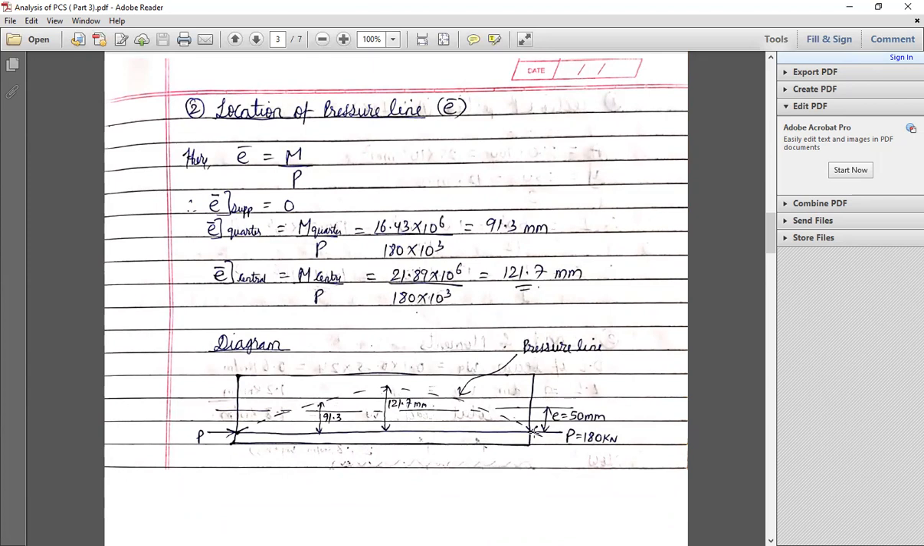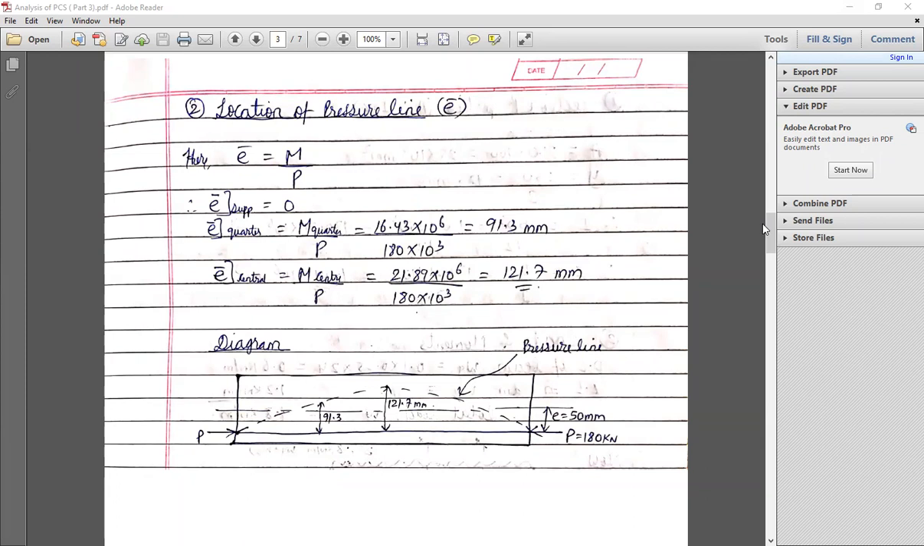Is this clear everyone? How to locate the pressure line? Yes or no? Yes, am I audible? Okay. Okay, fine. So I hope this is clear to everyone. This is the pressure line method.